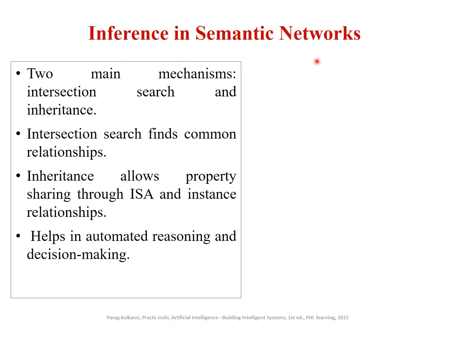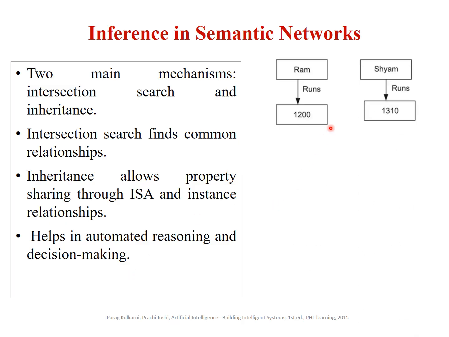Inference in semantic networks: there are two main mechanisms, intersection search and inheritance. Intersection search finds the common relationships which exist. Inheritance allows property sharing through is a relation and instance relationships. They help in automated reasoning and decision making.